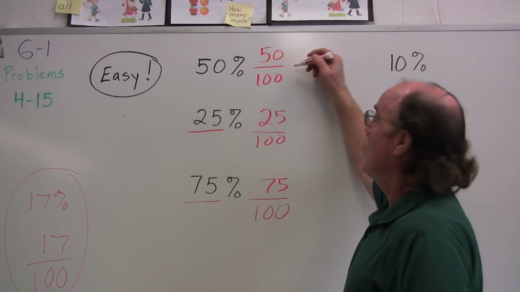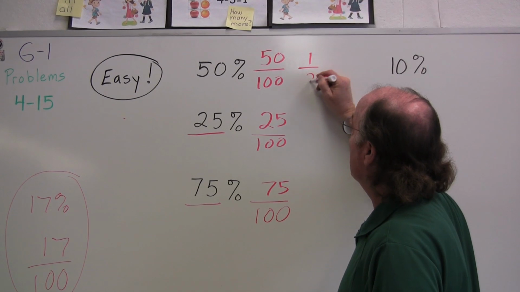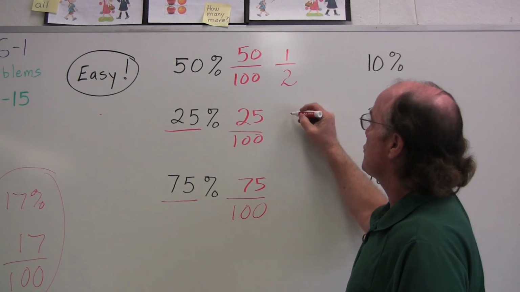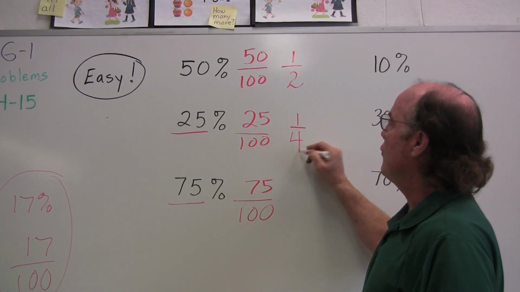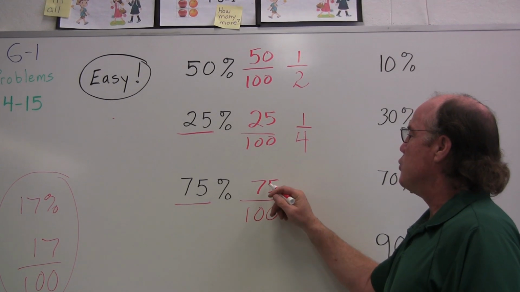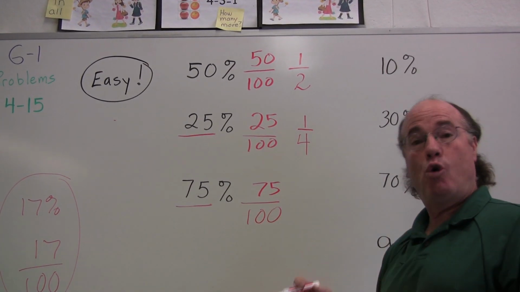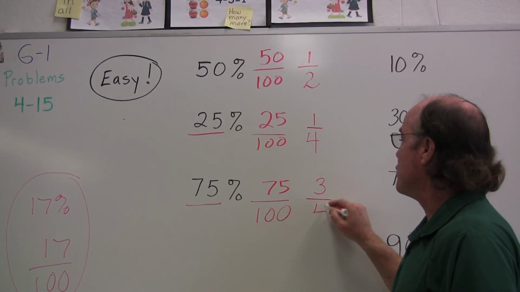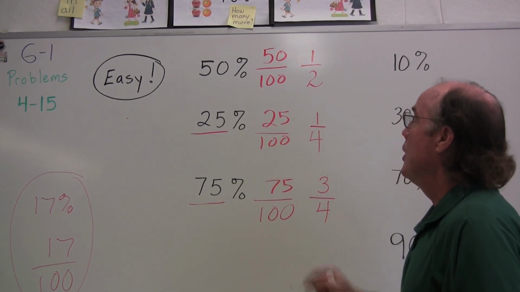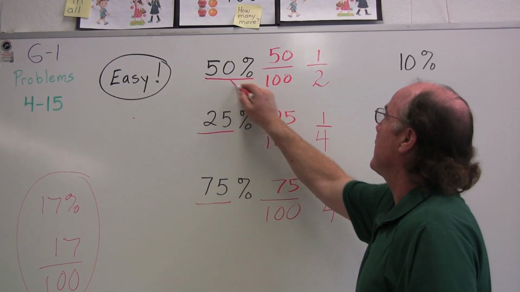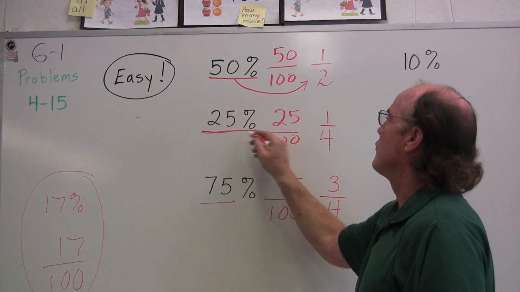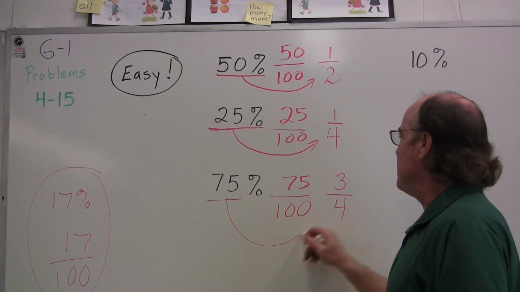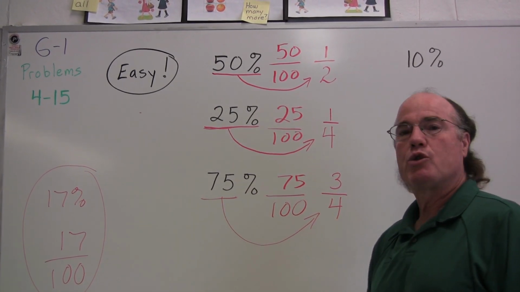50 can go into both of those. 1 over 2, 50s. 25 goes into both of those. 1 over 4, 25s. And then 25 goes into here, kind of like quarters in money. 3 25-cent pieces over $1, which has 4. Okay? So to convert 50%, we get 1/2. To convert 25%, the reduced fraction is 1/4. And 75% is reduced to 3/4.